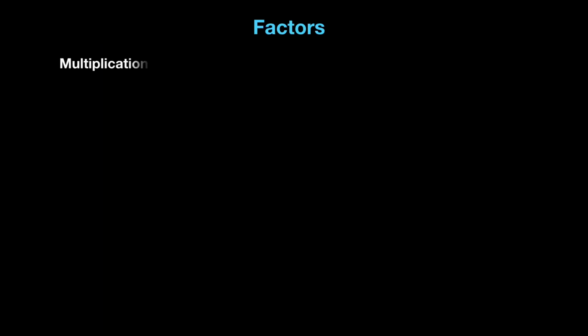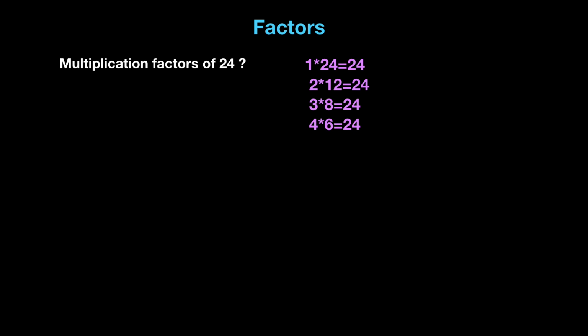Can you write the multiplication factors of 24? I mean, 24 can be arranged in different ways. The multiplication factors of 24 are 1 into 24 is equal to 24, 2 into 12 is equal to 24, 3 into 8 is equal to 24, and 4 into 6 is equal to 24. That we will get from the multiplication table.